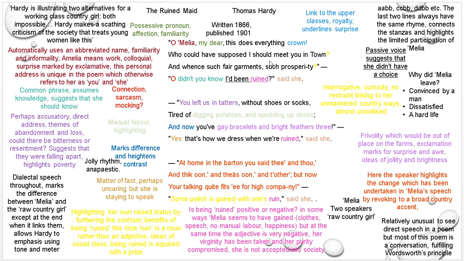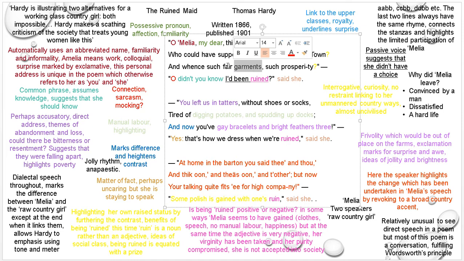"Who could have supposed I should meet you in town?" Well, town is capitalised, which marks the social division between town and country. This is the indication that they would expect to meet in the country, but not in the town. The question is interrogated, there's curiosity. She doesn't have restraint, which links to her unmanaged country ways, possibly almost seeming uncivilised.